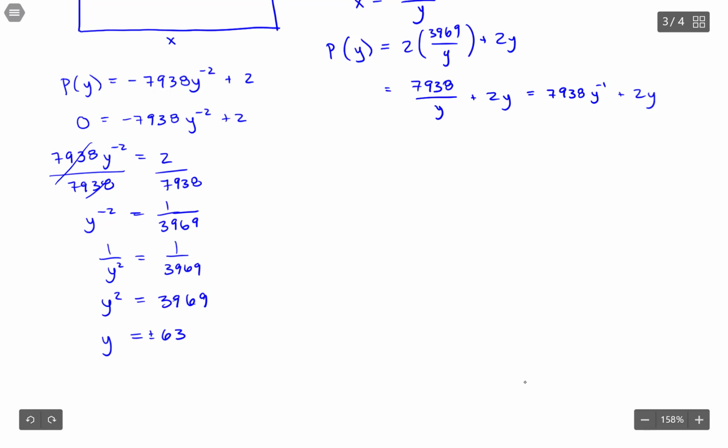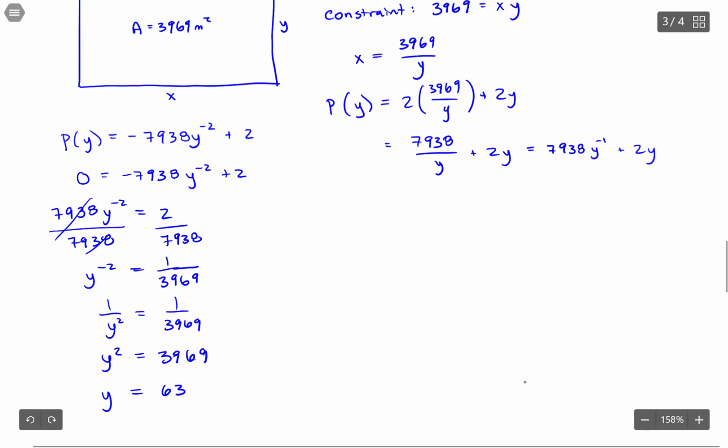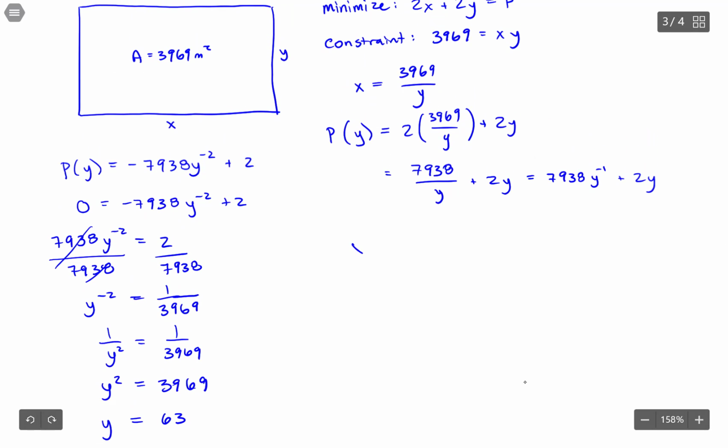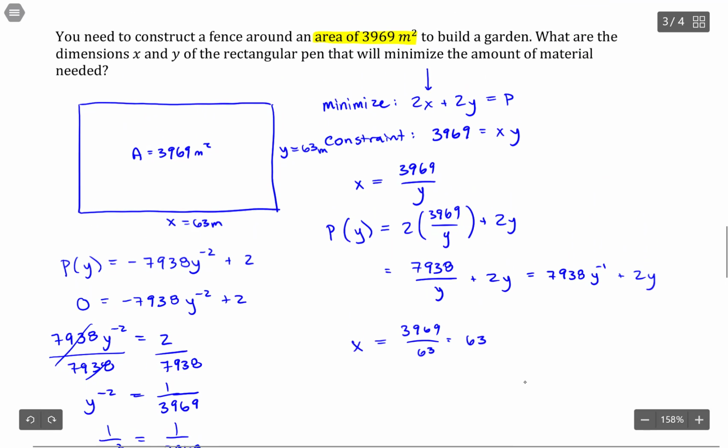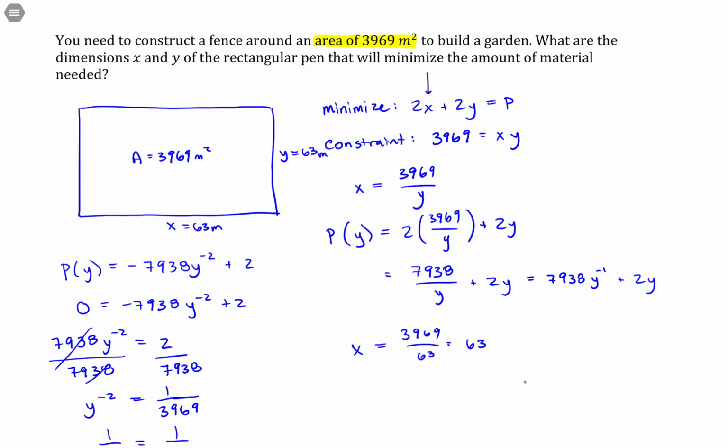Now technically this should be the plus or minus of 63, but we're talking about physical dimensions here, so it's pretty safe to just eliminate the negative. And then what that means is we need to find the dimension x. We have y here, that's 63 meters. x would be 3969 divided by 63, which is also 63. So there we have it. So the dimensions that will minimize the amount of material necessary to build this garden here is 63 by 63.